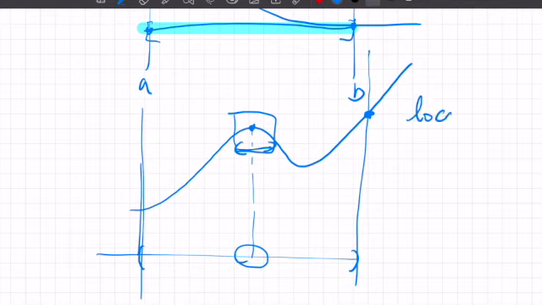So in this case, f of a is not the maximum value within this range. But what we are saying here is there exists some delta. It doesn't have to be any delta. If it's small enough, then that's sufficient for a local maximum. And the same applies for the local minimum.